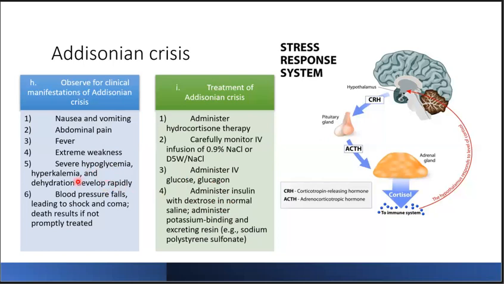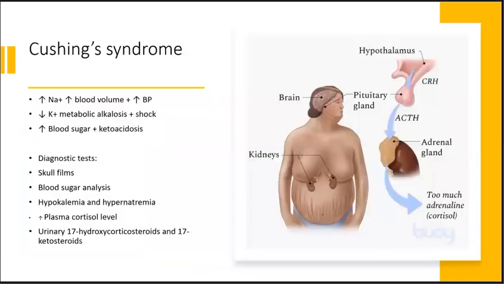Because of this hyperkalemia, we will need to administer Kayexalate to help bind to this excess potassium and help in excreting it. So we can administer our potassium binding and excreting resin, for example, sodium polystyrene sulfonate, also known as Kayexalate. Again, we still need to monitor the client's vital signs.